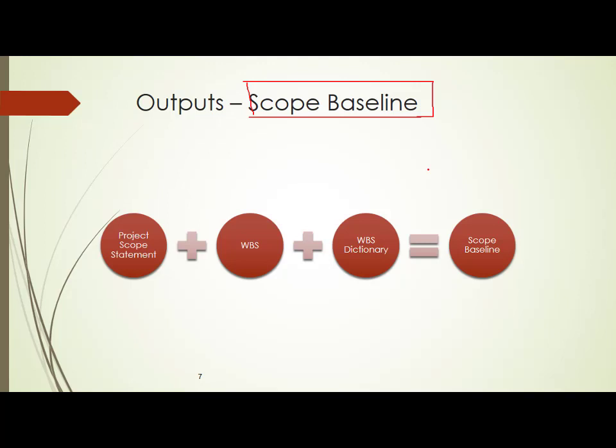In order to get the scope baseline, the project scope statement is there, no doubt about it, but the project scope statement will not give me clarity in terms of work modules. So, along with the project scope statement, I need to have a work breakdown structure, and along with the work breakdown structure, I also need to have a work breakdown dictionary, and all the things put together is called a scope baseline. So, how do we create this?